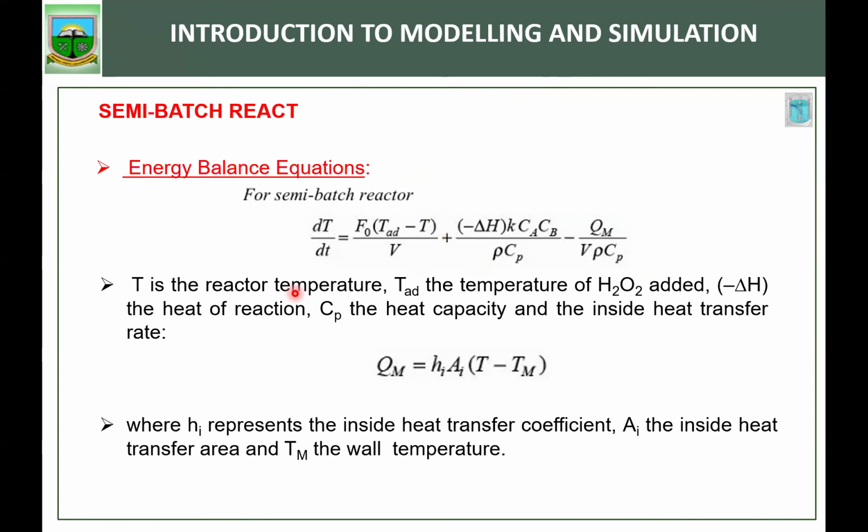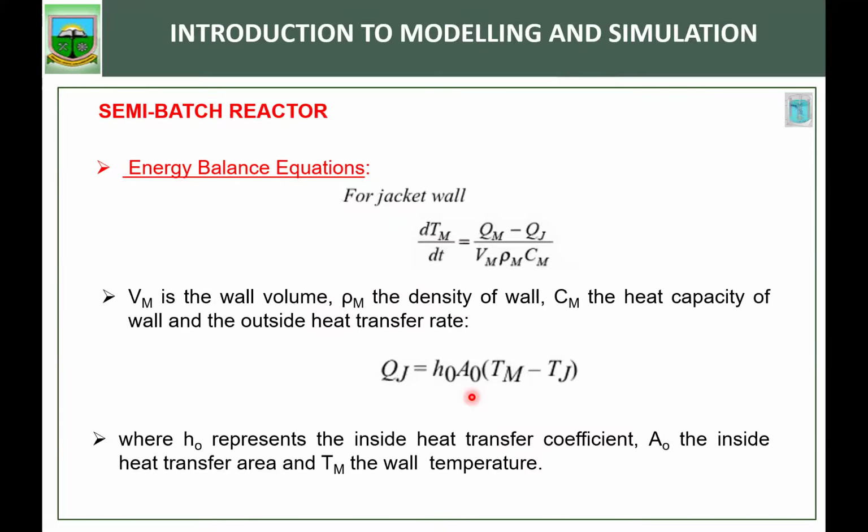So after this, the next thing is to define the QM, which we say is the heat that is being added or applied to cool down the temperature of the reactor. So that is also expressed as H times the area at which that heat is being added or removed, times the difference between the temperature in the system and the temperature of the metal. Then you have that also.